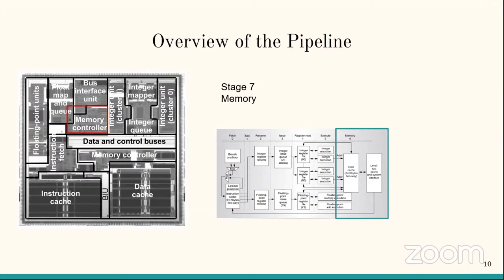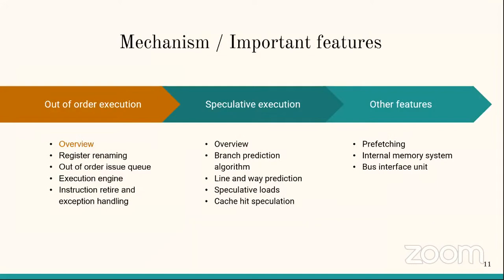There is, of course, the memory controller, the data and control bus, the data cache, and the BIU, which stands for bus interface unit, and also the last part of the memory controller. So this is the last stage of the pipeline, where we load all the values that are necessary. We will see all the features in the next slide. So for the processor, now we can move to the mechanisms and the important features of the Alpha 21264 microprocessor.